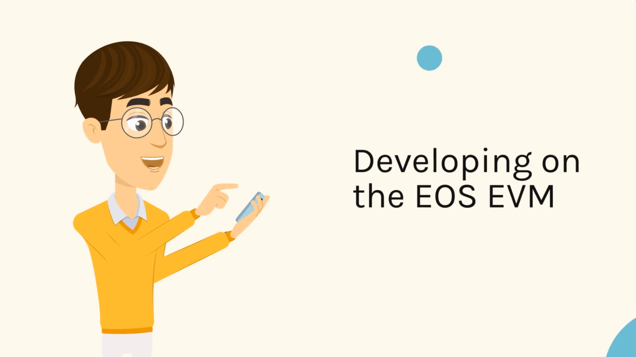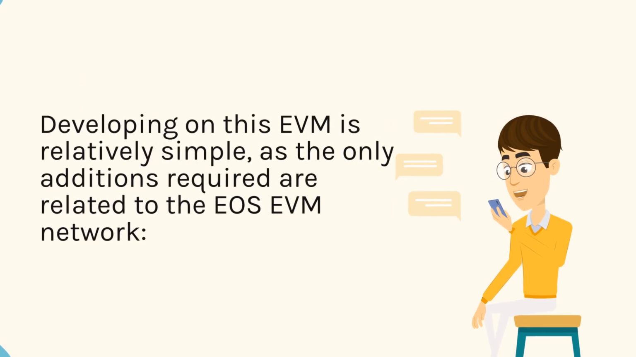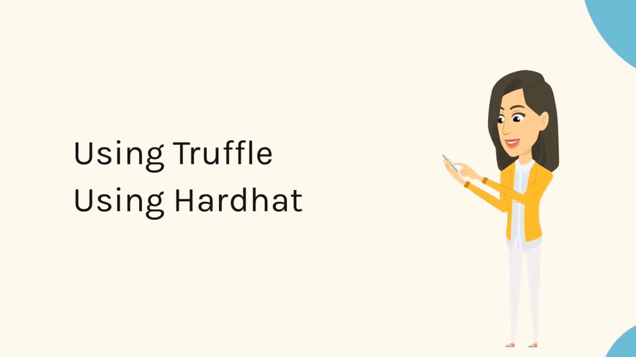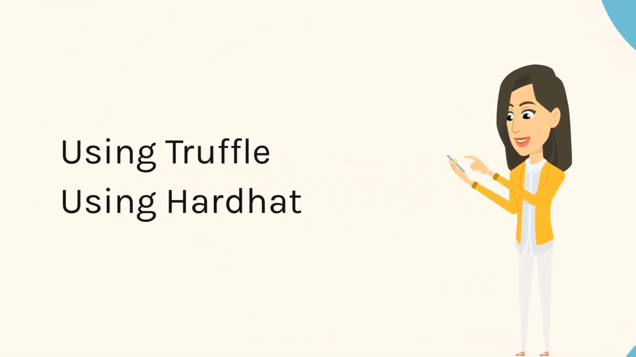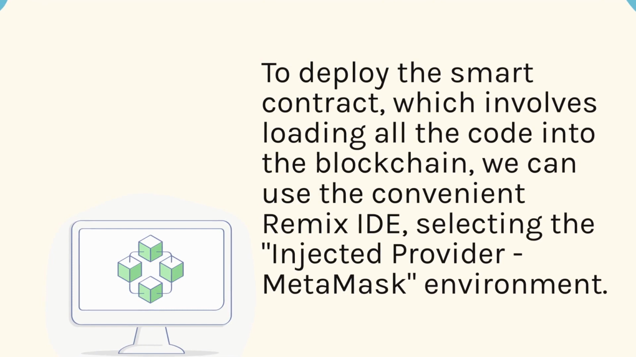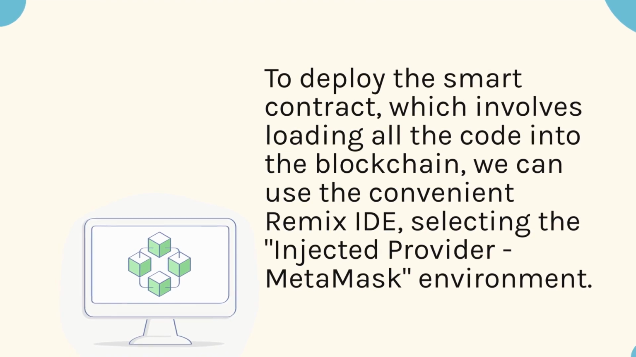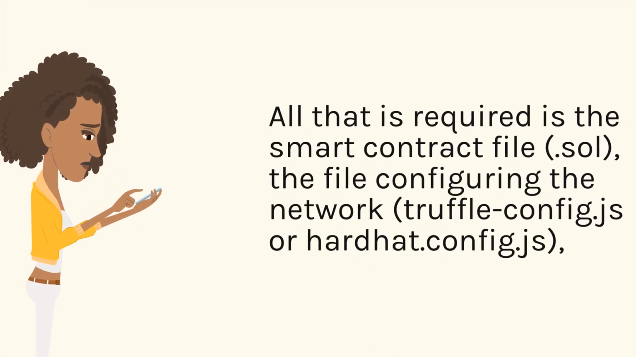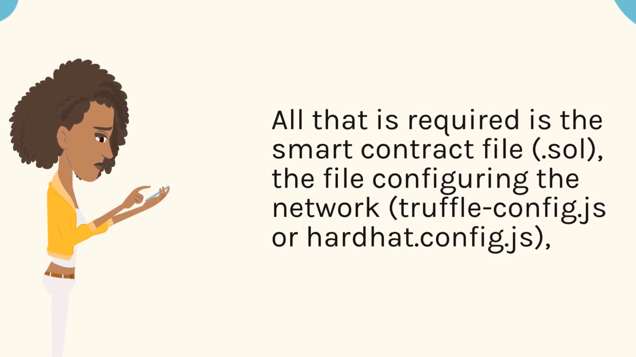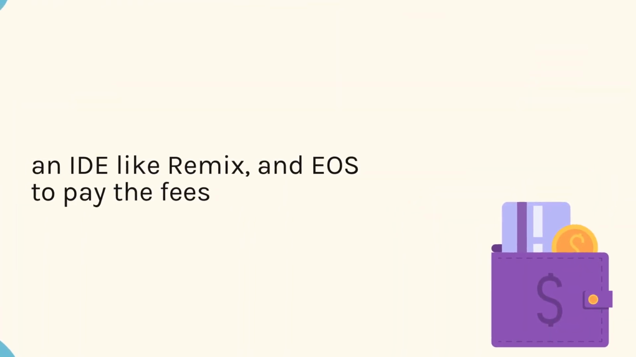Developing on the EOS EVM. Developing on this EVM is relatively simple, as the only additions required are related to the EOS EVM network. Using Truffle. Using Hardhat. To deploy the smart contract, which involves loading all the code into the blockchain, we can use the convenient Remix IDE, selecting the injected provider, MetaMask environment. All that is required is the smart contract file, .sol, and the file configuring the network, truffle-config.js or hardhat.config.js. And Remix and EOS pay the fees.